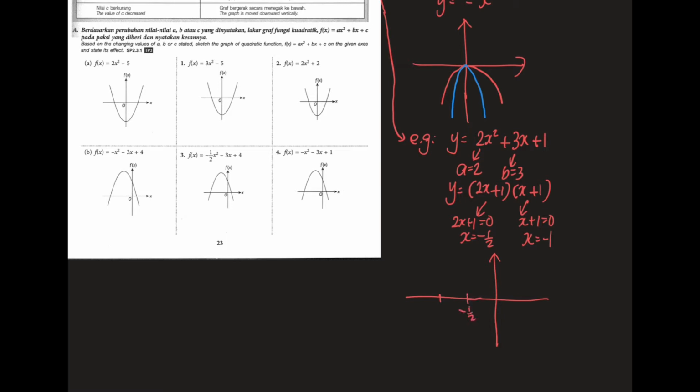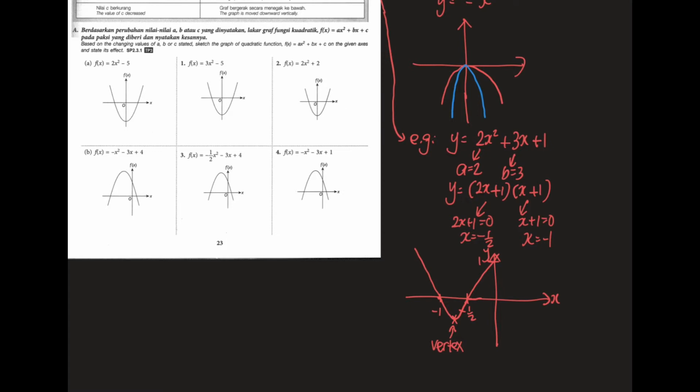Negative half, negative 1. So the graph is going to be like this. Okay. So this is 1. This is the vertex. So this point is the vertex. So the vertex is on the left hand side of the y-axis, which is true. Okay? This is the y-axis. It's on the left hand side of the y-axis. Okay? So that is what they're trying to say for the first case.